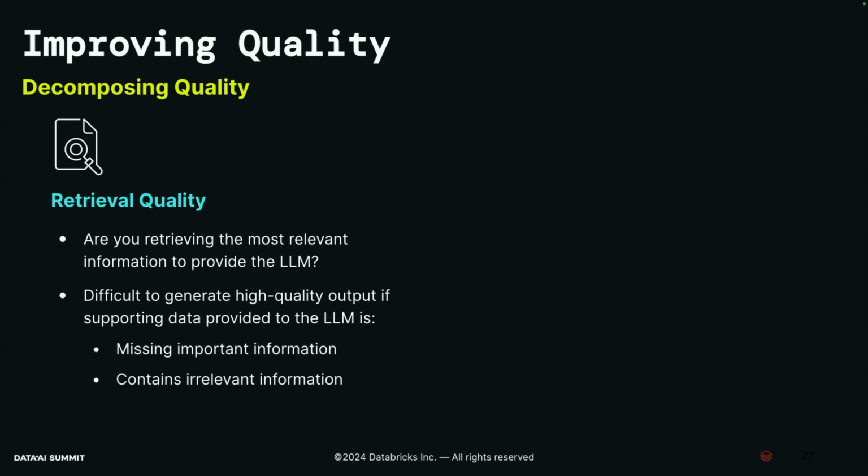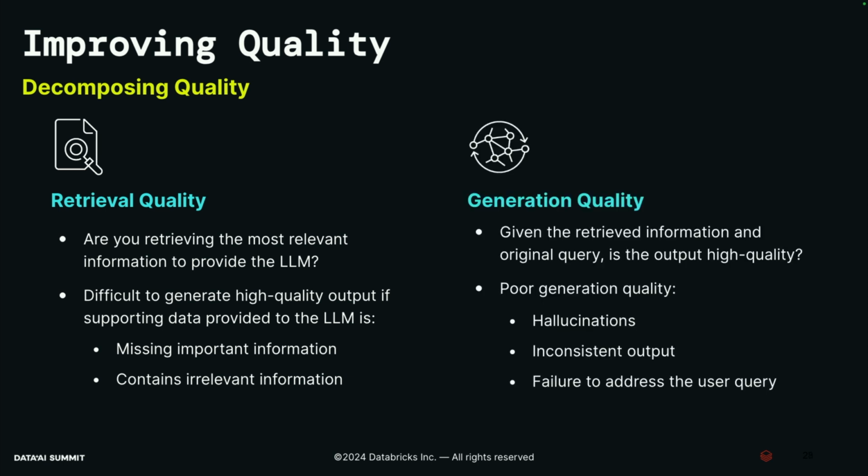We can think about quality across two different lenses. The first being retrieval quality. Are we retrieving the most relevant information and providing that to the LLM? It's going to be inherently difficult for the model to generate high quality output if we're not feeding it and providing it the correct data. So this could be something like missing important information in terms of the support data that we're providing the LLM, or on the other side of the coin, it could be providing too much information. There's all of this distracting information and irrelevant information that we're providing to the model.